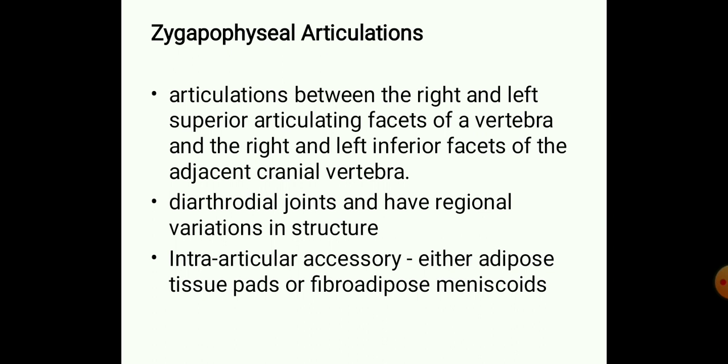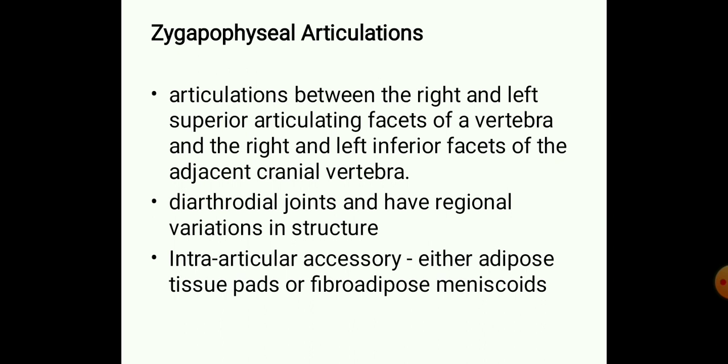The structures are most likely involved in protecting the articular surfaces that are exposed during flexion, extension, and hyperextension of the vertebral column. Whenever we attempt flexion or extension, the zygapophyseal joints can undergo much more stress. This stress can be limited, or the articulating surface of the zygapophyseal joint can be protected, by these accessory structures, either fat pads or fibroadipose meniscoids.